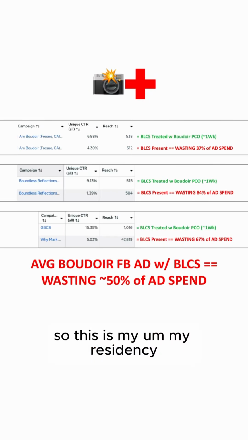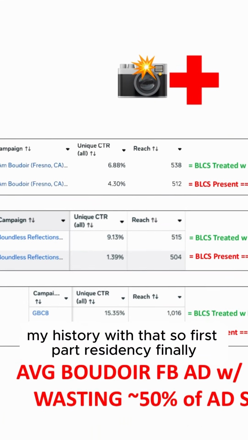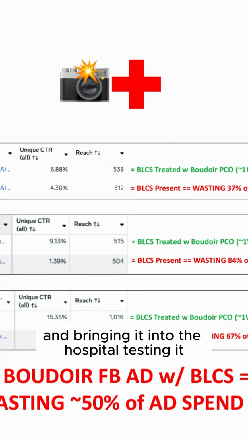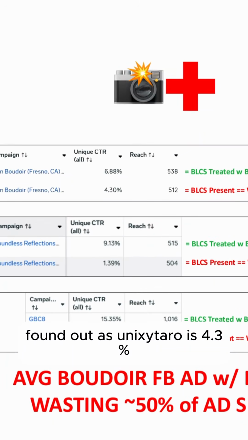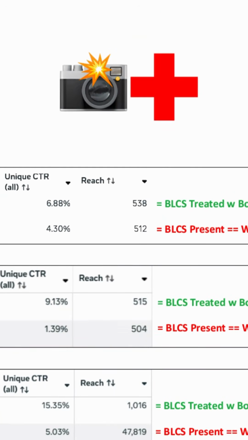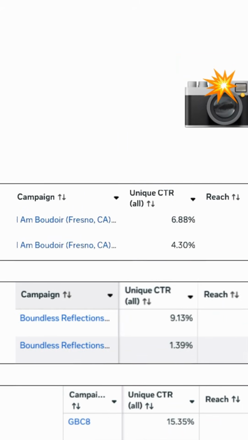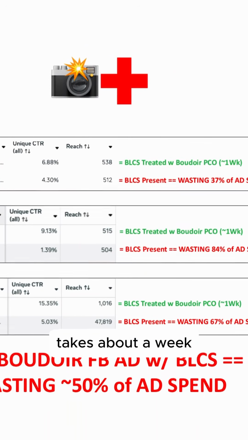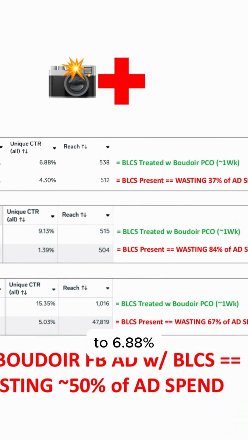So this is my residency, my history with that. First part of my residency was finding a Boudoir Facebook ad out there, bringing it into the hospital, and testing it. The first one I brought in, I found its unique CTR was 4.3%. So we figured out BLCS is present because its unique CTR is under 6%. So what I did was I duplicated it, treated it with Boudoir Pico, which takes about a week, and then we got the unique CTR of the duplicated ad to 6.88%.